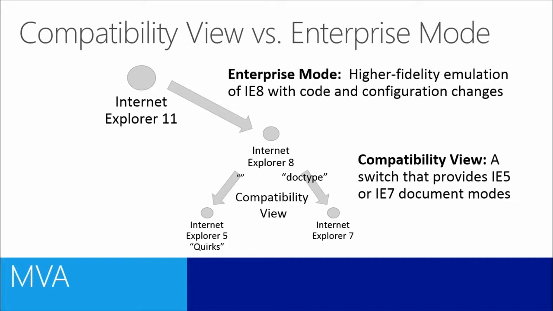This is very confusing for customers because they say, how do I test this? Do I test enterprise mode? Do I test compatibility view? Our guidance is that you should test using Internet Explorer 11 natively. And then if that doesn't work, try enterprise mode with higher fidelity emulation for IE8. If that doesn't work, you can try enterprise mode and compatibility view. So you can use the two together to provide even higher fidelity emulation for older versions of Internet Explorer.